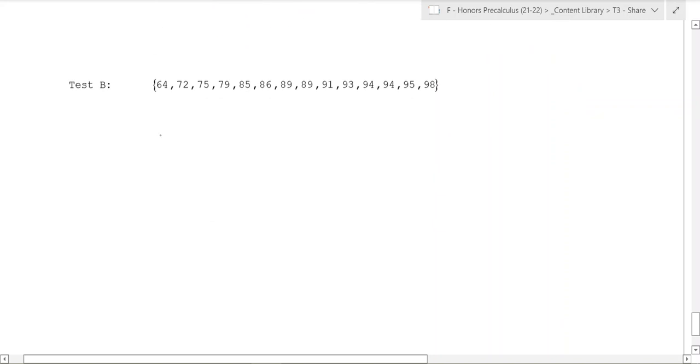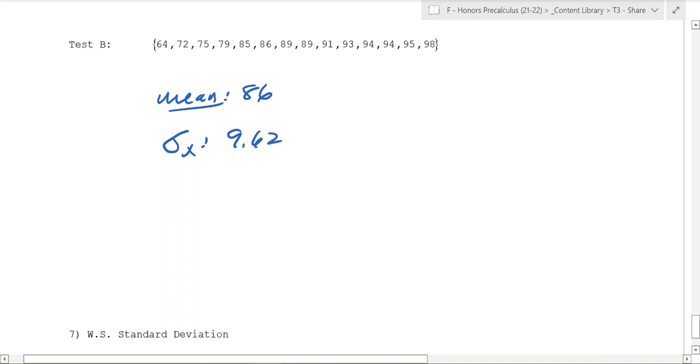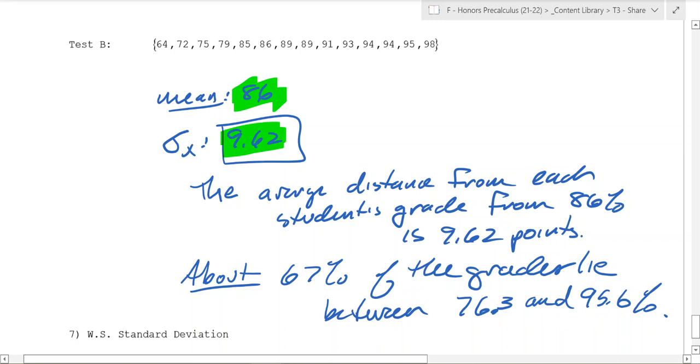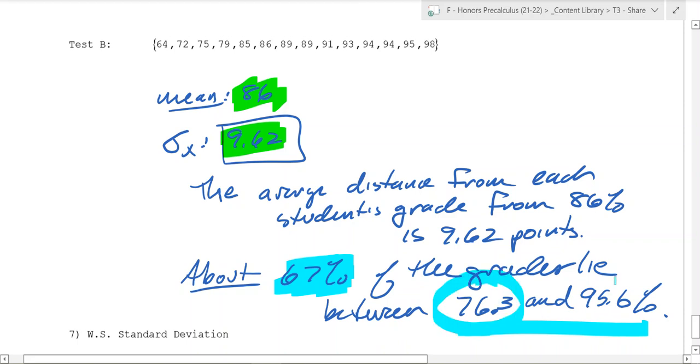So if you do the same thing down here, you end up with a mean of 86, and you end up with a standard deviation of 9.62. So what this means is that the average distance from each student's grade from 86, that's the mean, is 9.62. And then about 67% of the grades lie between 86 minus 9.62, which is 76.3, and 86 plus 9.62, which is 95.6.